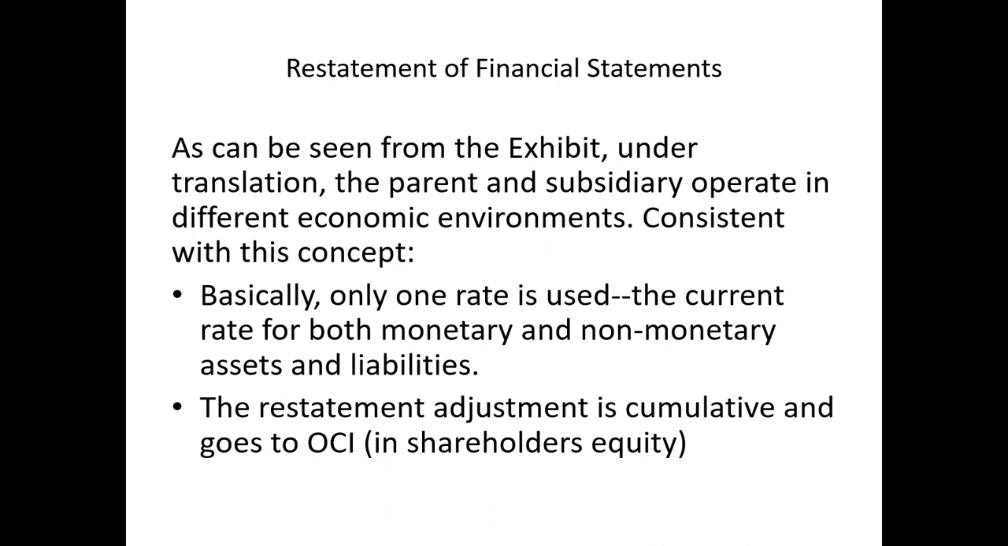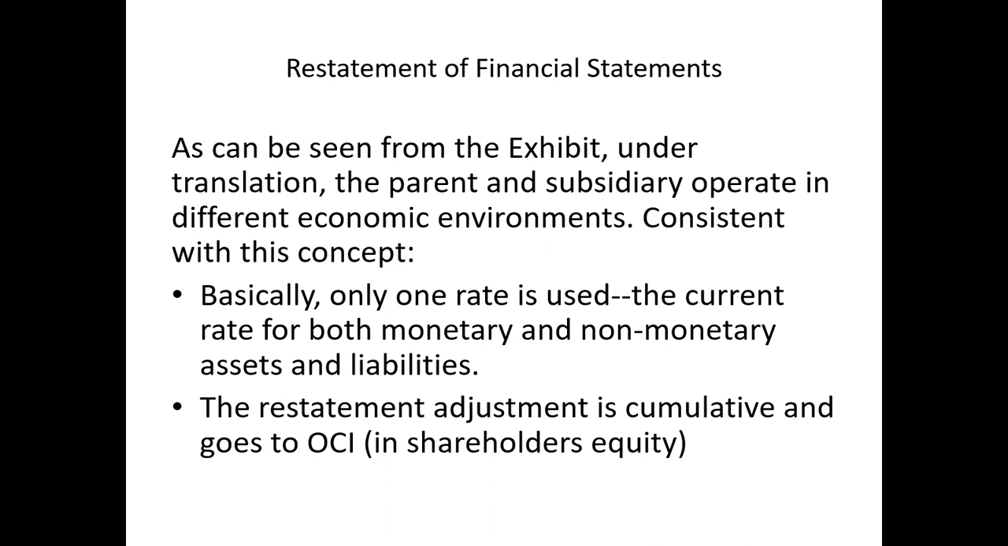It's conceptually inconsistent because non-monetary assets and liabilities are valued at historical costs, like property, plant, and equipment, and so you should actually use the historical rate for those, not the current rate. But in this case, under translation, you use the current rate for both cash, accounts receivable, payables, and non-monetary items, such as property, plant, and equipment. So that's inconsistent, and the adjustment is cumulative and goes to OCI. It may be inconsistent.